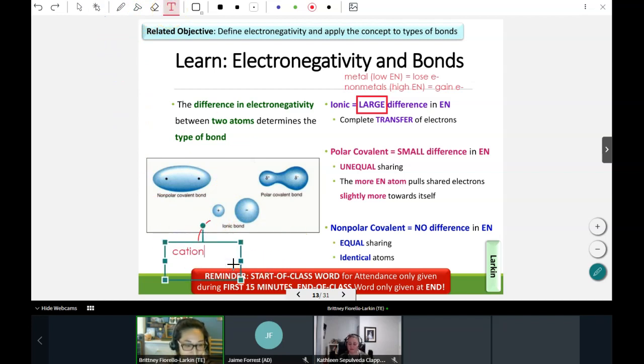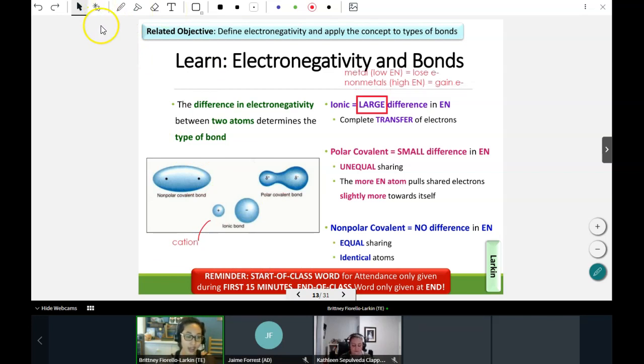Exactly, cation. So because this cation completely gives an electron over to the other atom, it becomes positively charged, and the other one becomes negatively charged, making it a what? What is the opposite of a cation?